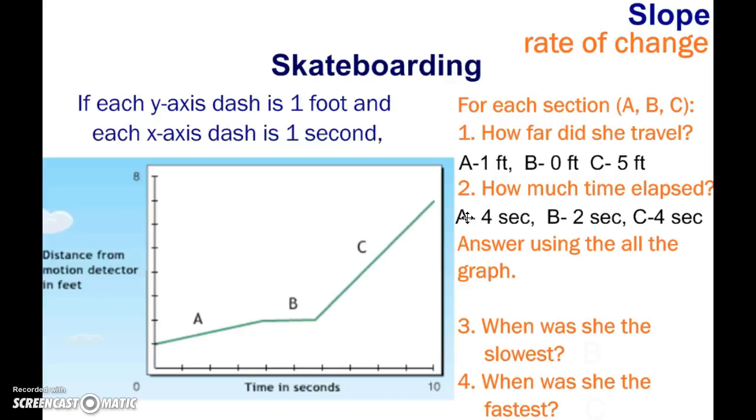In 3, when was she the slowest? Well, that's in B. She didn't move at all. She did not move from the motion detector at all. When was she the fastest? Well, that's in section C, as she increased pretty rapidly. Well, we're going to move on here.